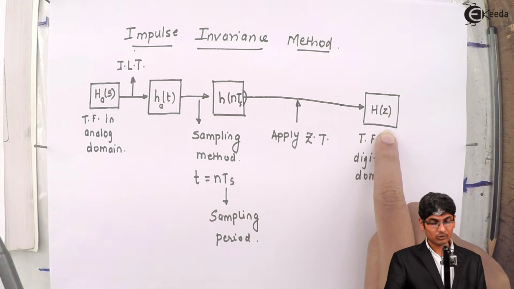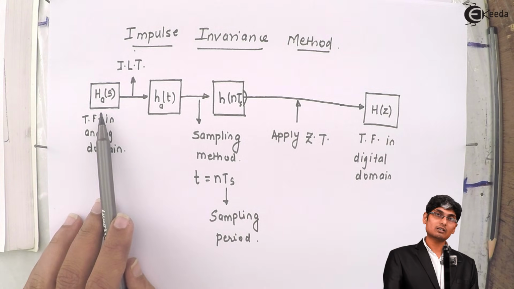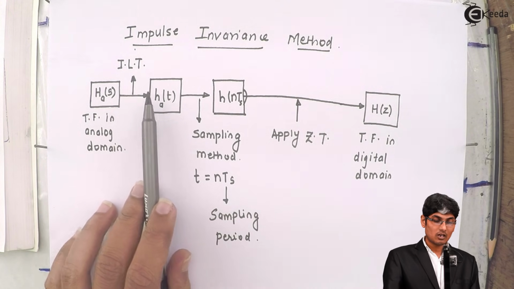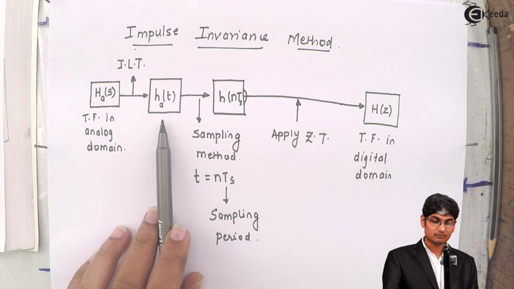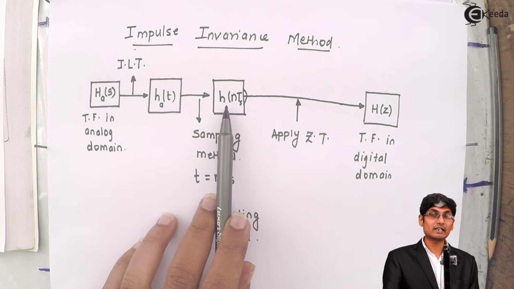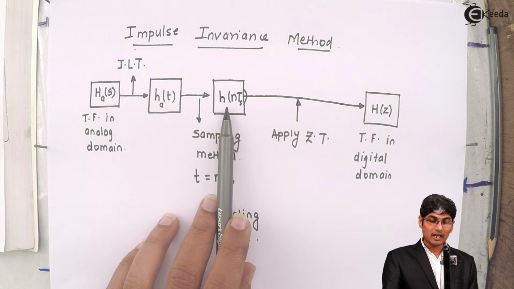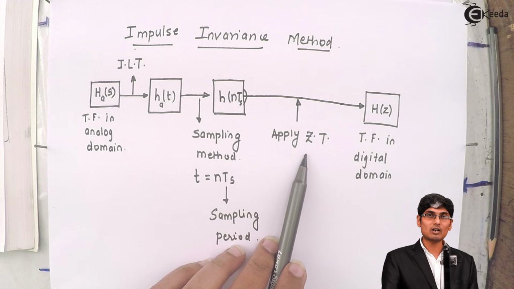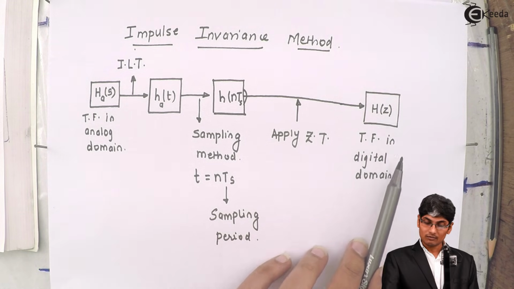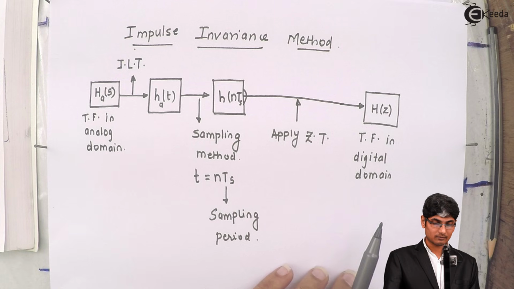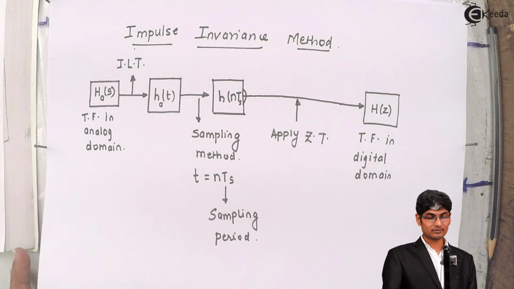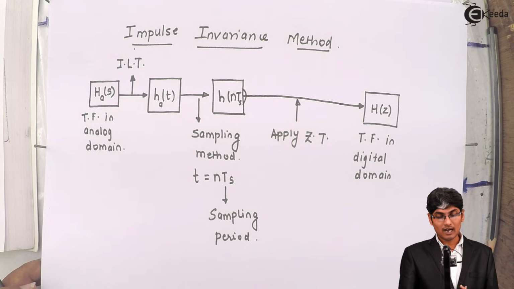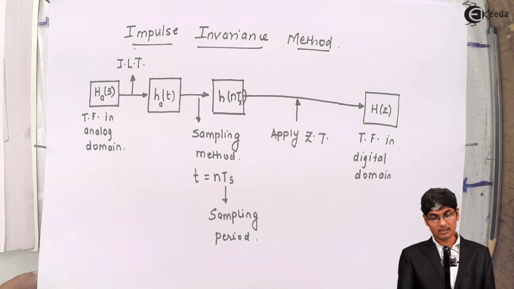So if I apply Z transform on H of nTS, then I am going to get H of Z. So what we will be doing first, we'll be taking the analog transfer function, applying inverse Laplace transform, and then we'll be getting HA of t. After doing sampling, I'll get H of nTS, and on this sampled version I apply Z transform, and I will get H of Z, which is the transfer function in digital domain. So let us do this method and see whether the three conditions are satisfied by the impulse invariance method.